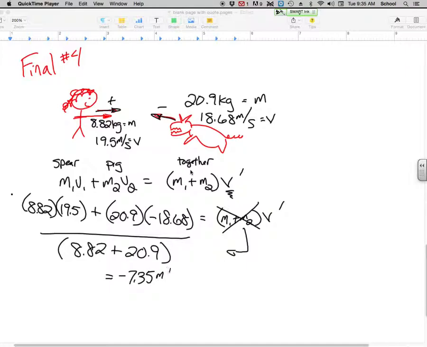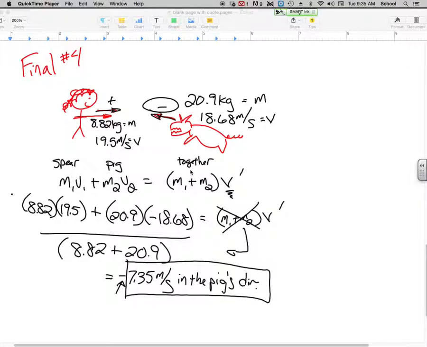7.35 meters per second. And again, the negative, you look at that and you say, well, who was going negative originally? And that was the pig. And so we're going 7.35 meters per second in the pig's direction. So the negative just tells me which one was winning. So he slowed down from 18 down to 7, and the spear, of course, stuck into him.